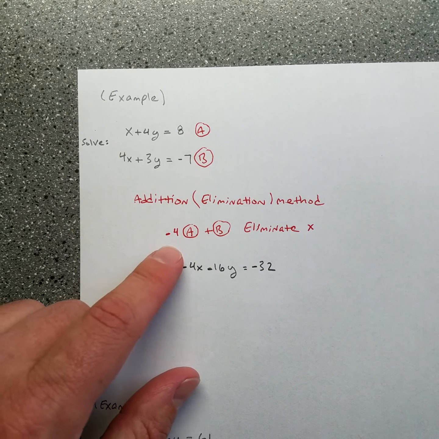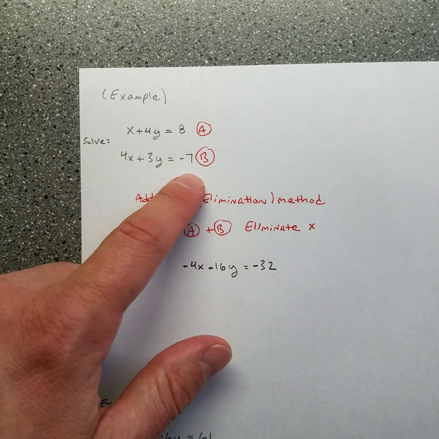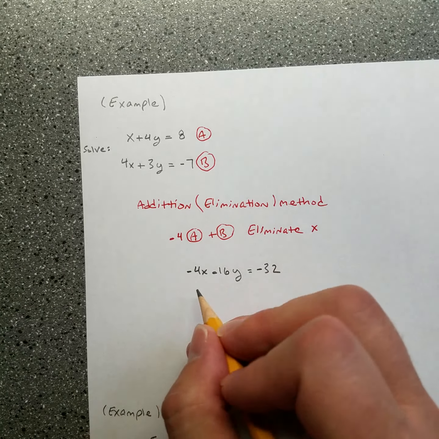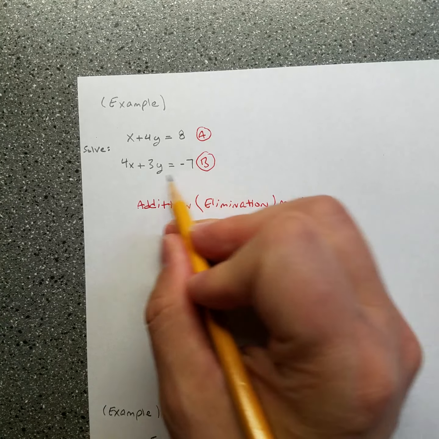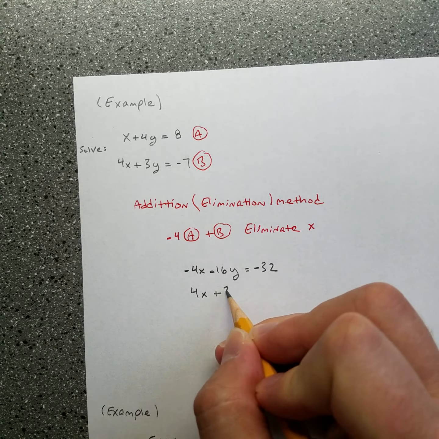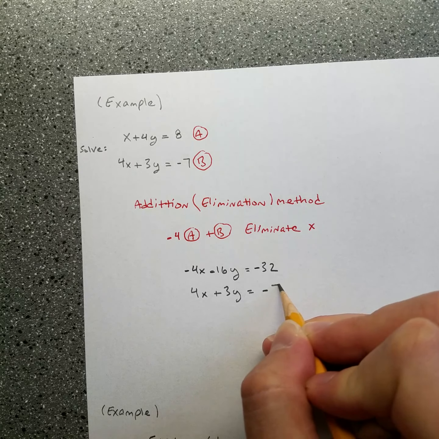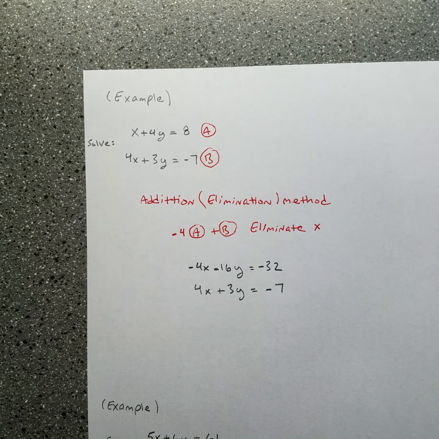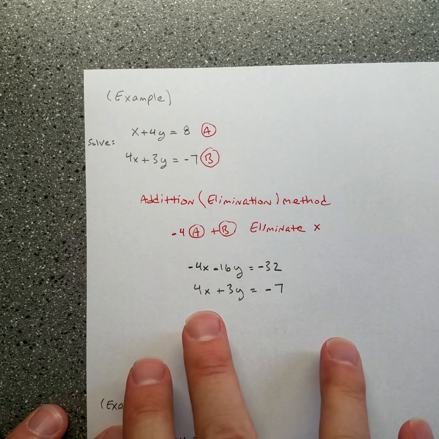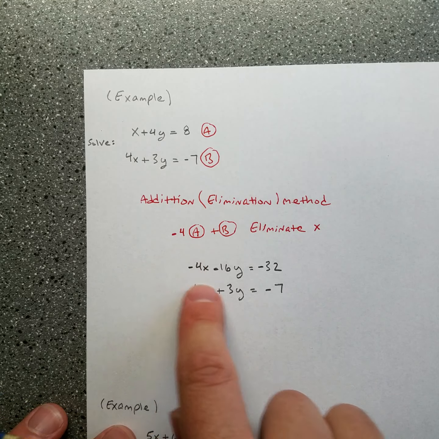Okay? So there's -4 times equation A. And then what if you add B to that? You know, B just the way that it is, 4x plus 3y is -7. Okay? All right. So that's what it looks like: -4 times equation A plus B.